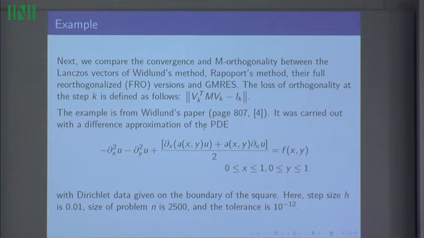And here we are also comparing them not with the original method, but with the fully orthogonalized version, since Lanczos vectors in finite precision tend to lose their orthogonality quite quickly, and I will also show that in a second. So let's say we have these partial differential equations, carried out with a difference approximation, and here we took the step size h of 10 to the minus 2. Our matrices are 2500 by 2500, and the tolerance is 10 to the minus 12. And the stopping criterion is that the preconditioned relative residual should be less than the tolerance.